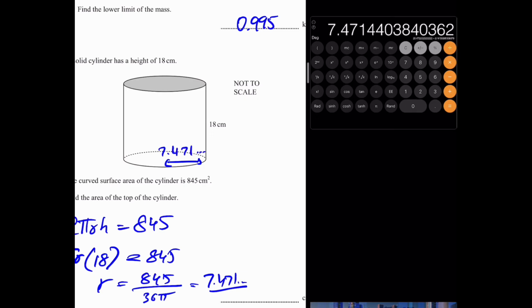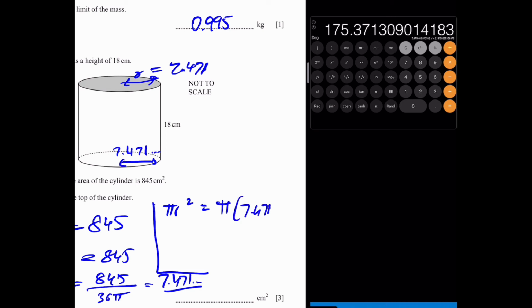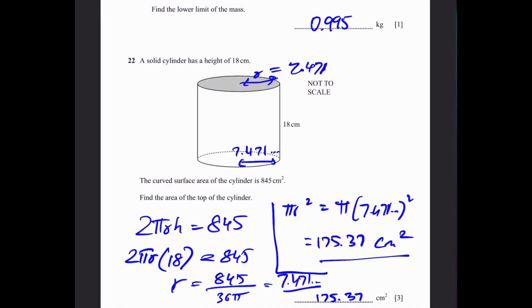And the area of the top of the cylinder, that's going to be pi r squared, which is the area of a circle basically. And this is the radius, which is 7.471. And therefore, we get this value on the calculator: square it, multiply by pi to get pi times 7.471 squared, which is 175.37 centimeters squared. Well, that's our answer. Let's go to question 23.